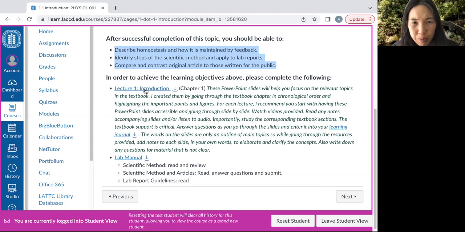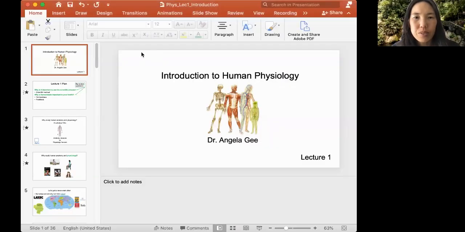For example, you'll always have lectures and labs. The lectures are given in a PowerPoint format. So if we open this, you will get the following PowerPoint. I will now briefly run you through the resources in the PowerPoint. So the PowerPoint is the basis for each of your lectures. So you will go through them slide by slide.